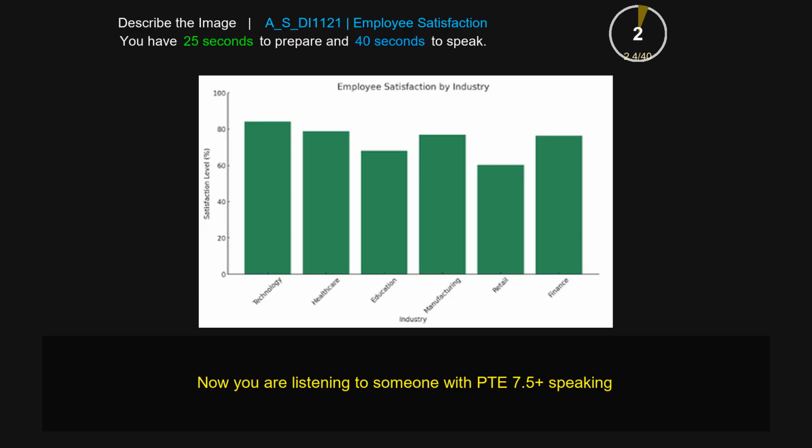The image provided is a bar chart that shows the employee satisfaction by industry, while the x-axis talks about different industries like technology, healthcare, education, manufacturing, retail, and finance. The y-axis talks about the satisfaction level. We can see that technology has the highest satisfaction level, followed by healthcare, manufacturing, and finance, whereas retail and education have lower employee satisfaction. Overall, the image shows the employee satisfaction by industry.